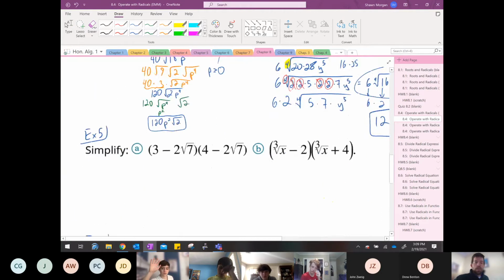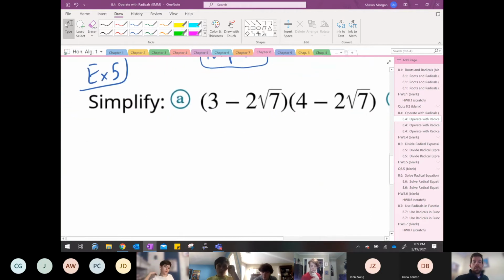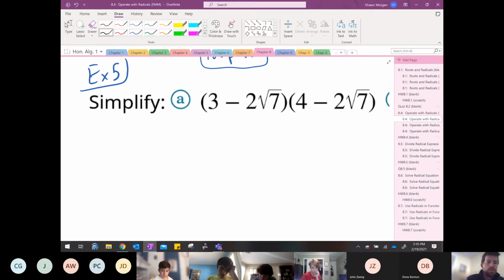One last example, and then I've got a little activity for us here, is I want us to use FOIL. I want us to use FOIL with some radicals. Look at the example I've got right here, example 5, part A. Go ahead and write this down. You got a binomial times another binomial. And Jack McBee, remind us, I mentioned FOIL. What does that FOIL stand for here? First, outer, last. Yeah, very good.